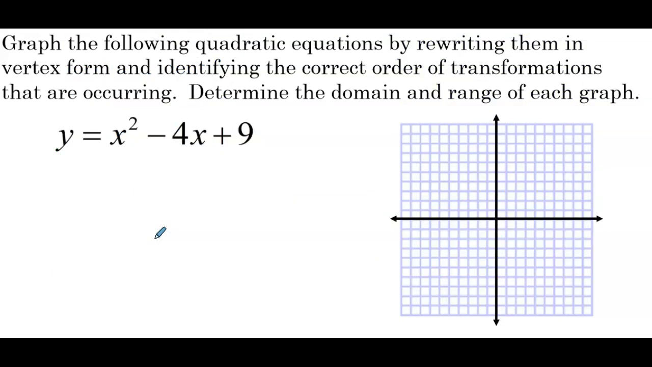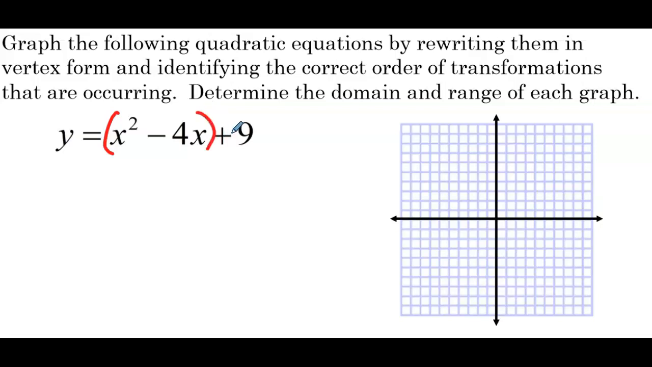Now graph the following quadratic equations by rewriting them in vertex form and identifying the correct order of transformations that are occurring. Determine the domain and range of each graph. So now in this case, we're given a function in standard form, so we have to complete the square. So our function is y equals x squared minus 4x plus 9.